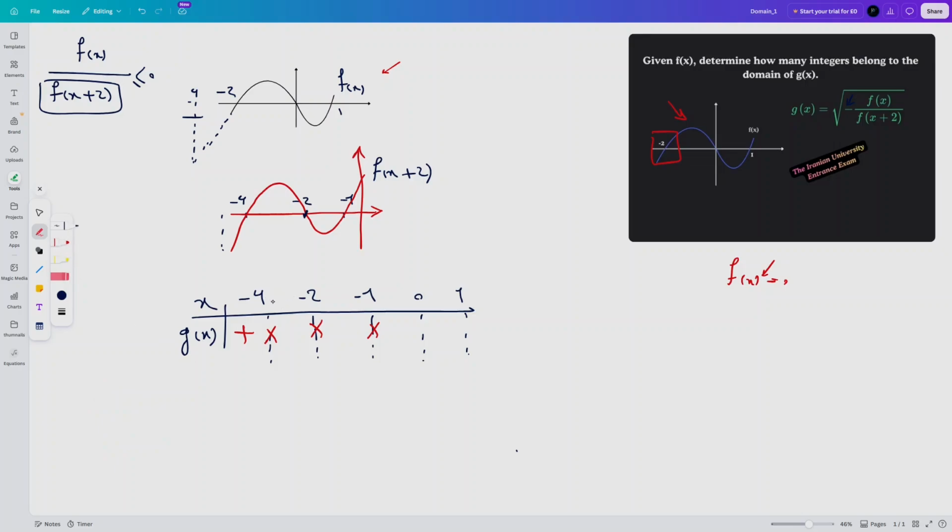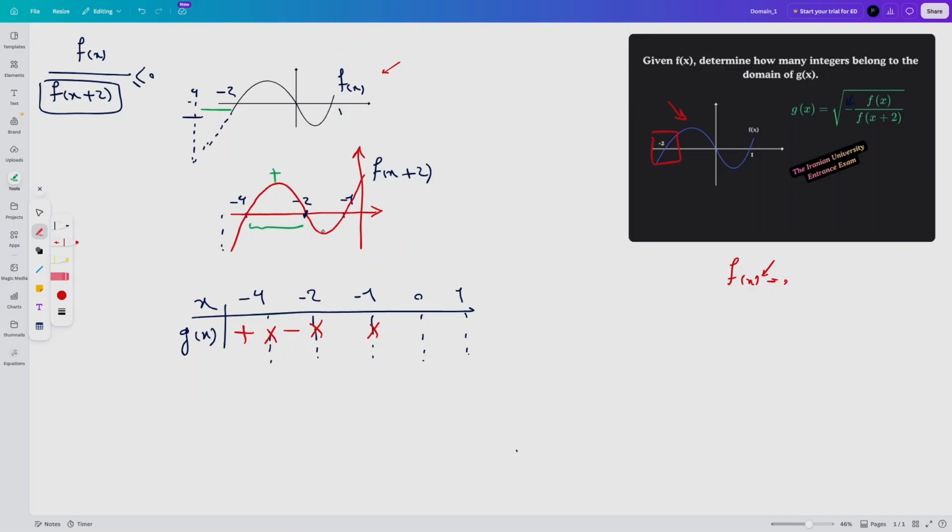Now let's do that again for when x is between minus 4 and minus 2. If I just change the color here, between minus 4 and minus 2, it's going to be right here for f of x plus 2. As you can see, it is positive. And for f of x between -4 and -2, this is negative. So we have a negative, we have a positive, we are going to get a negative. Perfect.